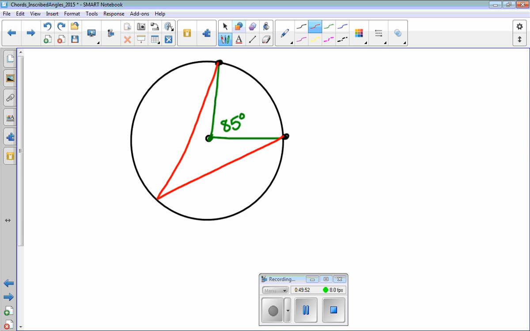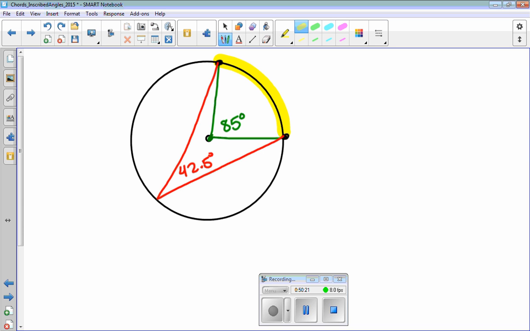It's exactly half. So an inscribed angle is going to be half of its arc. So if that's 85, what's the angle going to be that's half of that? 42.5? Would you agree with that? Half of it. So inscribed angles have half of the measure of their arcs. And again, the intercepted arc is this one right here. Would you agree?